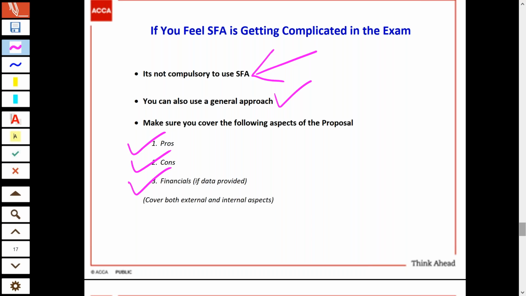Can we compare both options using a table? Yes, why not? But it will get messy and complicated. But if you can manage, then yes. What financial data do we have to provide? I will talk about it once the finance topic comes in.